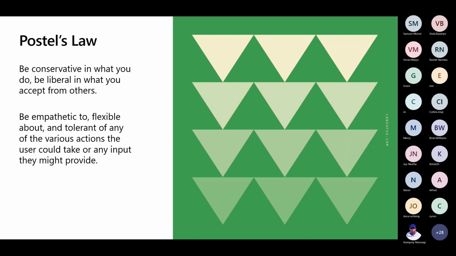And Postel's law: be conservative in what you do, be liberal in what you accept from others. How I can explain this is, for example, when you have forms and you want users to fill out a form, enter information. For example, you want them to enter their name, and someone can enter a name that has symbols or numbers. So you need to be accommodating of this. Don't restrict the input fields to only accept text.